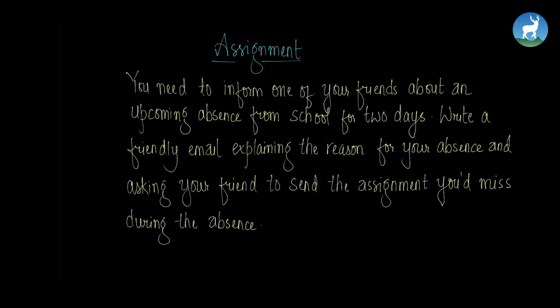Here's your assignment for the topic. I'm about to provide you with a scenario, and then you need to write down an email accordingly. You need to inform one of your friends about an upcoming absence from school for 2 days. Write a friendly email explaining the reason for your absence and asking your friend to send the assignment you would miss during the absence. So students, remember to apply all the principles of good email and include all the steps that we have learned earlier.